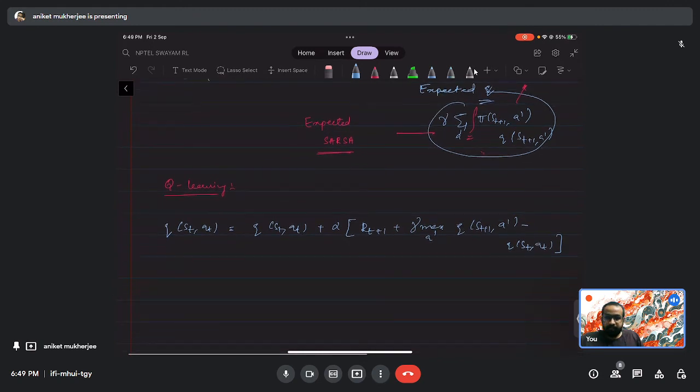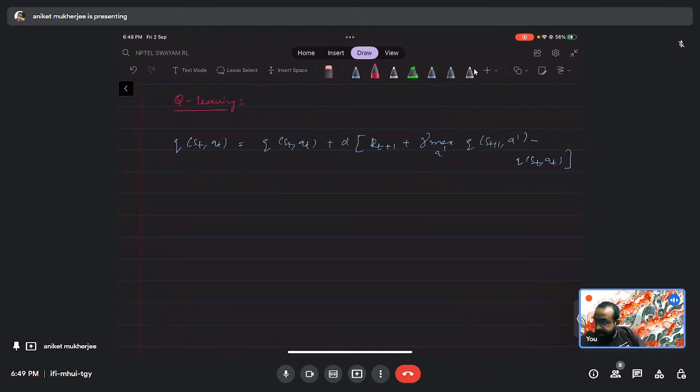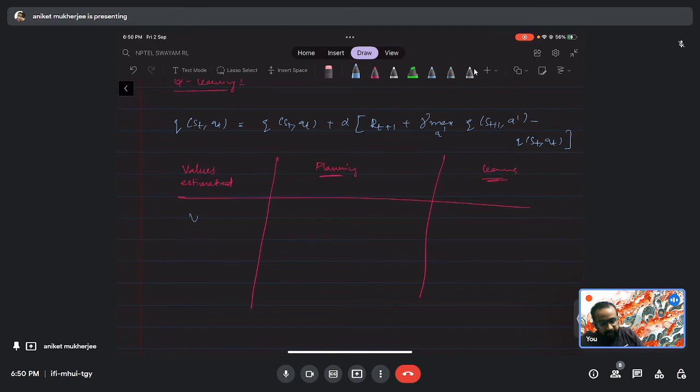Okay, I'll give you a small table so that you could understand what is actually going on in each and every one of them. First, I have what are my values that I'm estimating. Then there are two policies. I'll limit it to planning and learning, though they are not planning and learning entirely, but you'll understand why I'm limiting it. Now I estimate v pi.